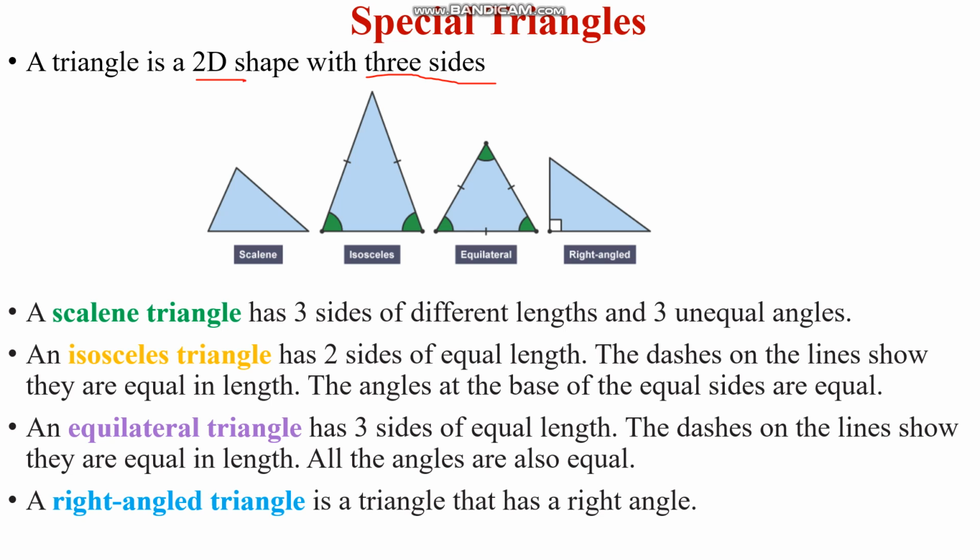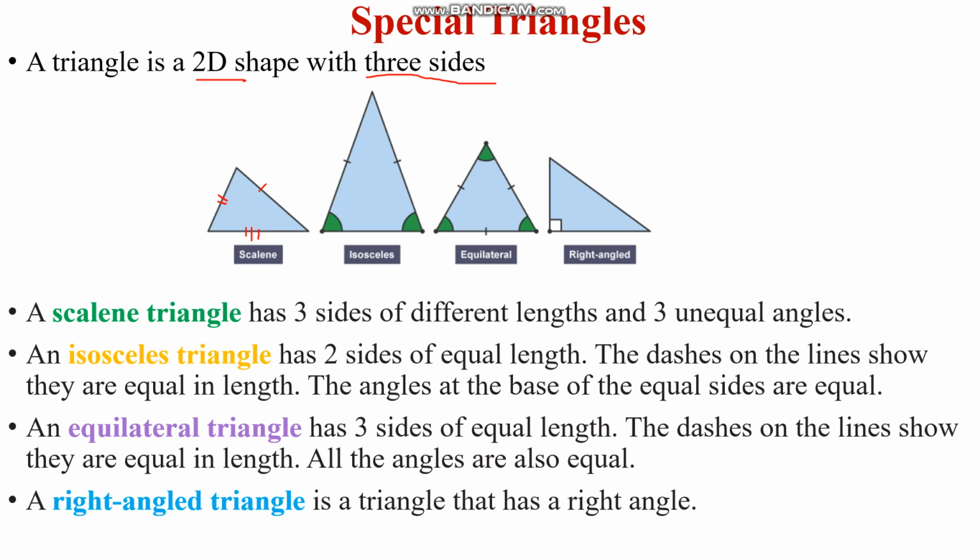So a scalene triangle has 3 sides, which are of different lengths and unequal angles. So this is the scalene triangle. Its sides are not equal, and also its angles are not equal.